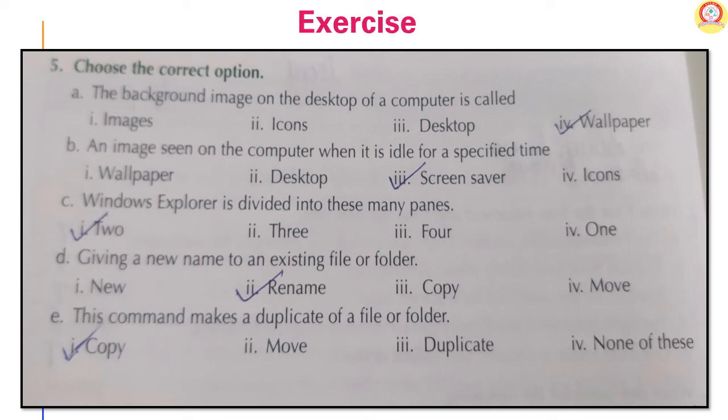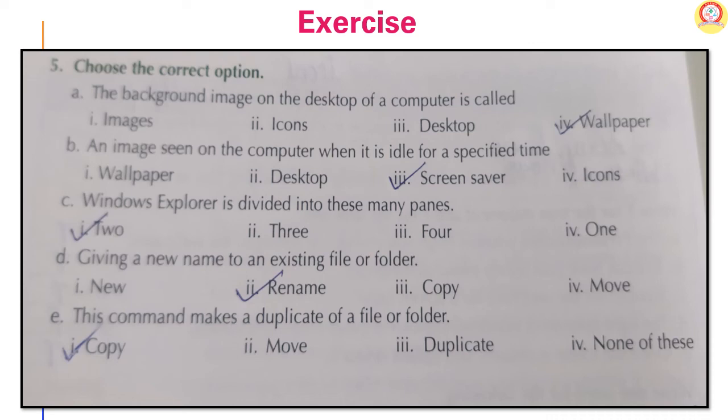Children, now turn your page. Let's move to question 5. Choose the correct option. A. A background image on the desktop of a computer is called 1. Images, 2. Icons, 3. Desktop, 4. Wallpaper. So it's option 4, wallpaper. B. An image seen on the computer when it is idle for a specified time. 1. Wallpaper, 2. Desktop, 3. Screensaver, 4. Icons. So it's 3, screensaver.